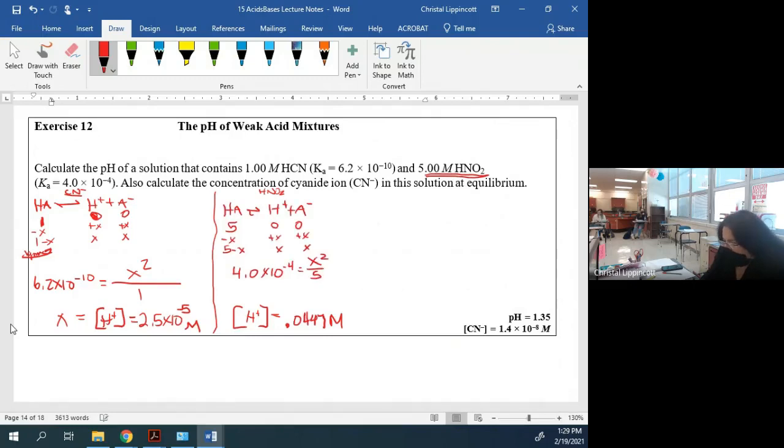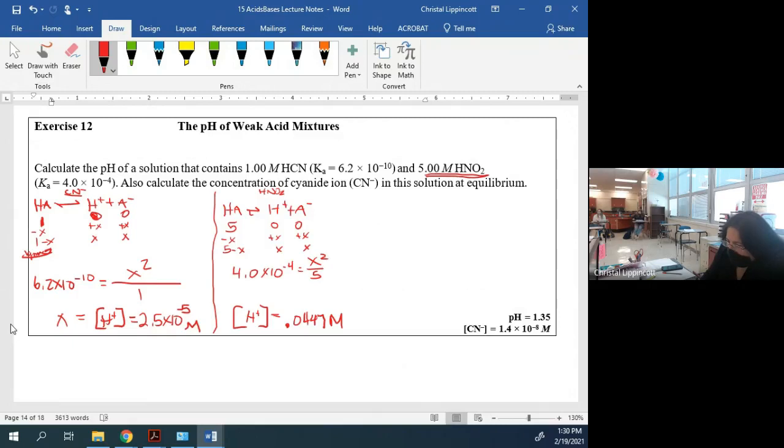You multiply this times 5 and then take the square root of it. This is the number you should get. Did you type this in correctly? Did you go 4 and then hit second E, negative 4? Nope, I did negative 5. Okay, that might do it. Once you have that, this is what you end up with for your answer.